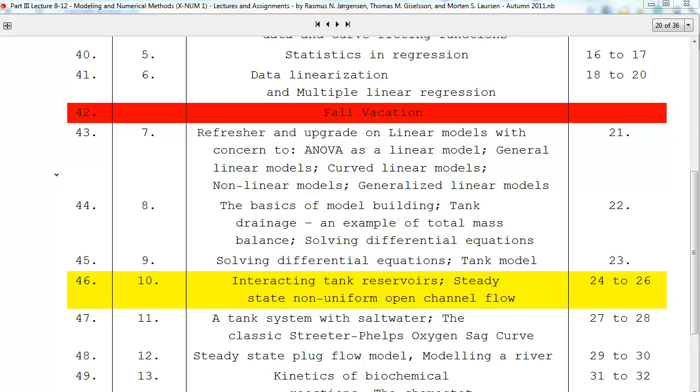Okay, last lecture you had to work a little on solving differential equations on a tank model. Tomorrow, on Wednesday, you will have to work on another tank model where you have two tanks, and there's a, what's that called? A tube between them. And then we have to look at an open channel, how that works, how we can calculate on that.